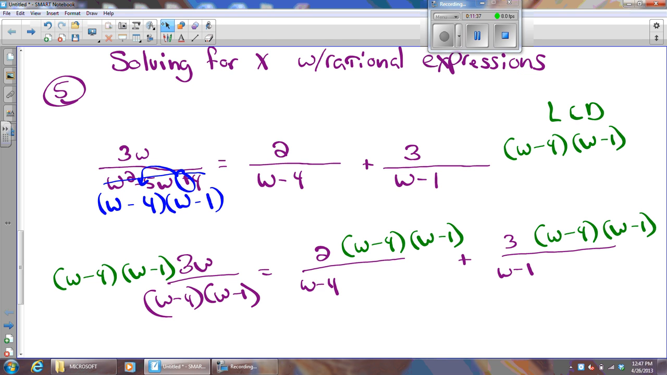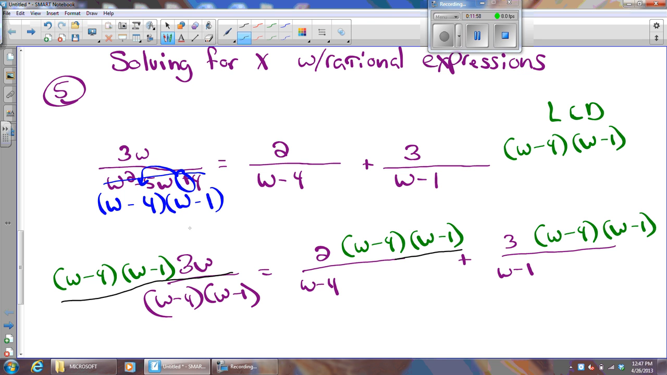Now remember, I'm not trying to make the denominators the same. I'm trying to get rid of all my denominators. And because I can multiply all 3 terms, it's not changing the whole equation. I'm changing all 3 terms by the same amount. So I have the same equation. It'll just look a little bit different.